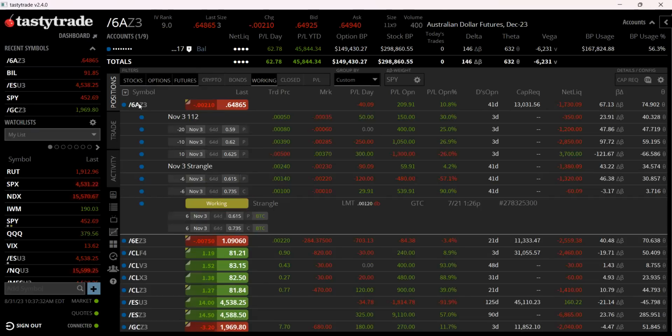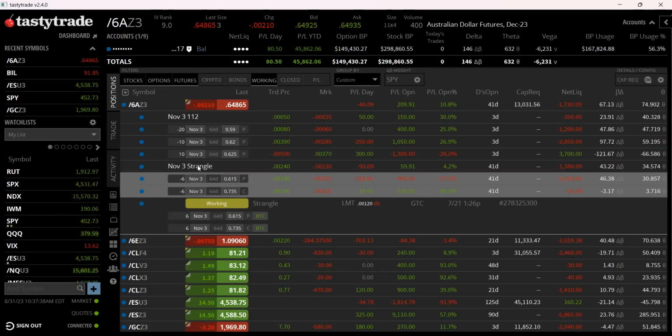All right, 6A. This is the Australian dollar futures. We have two trades here. Number one, we have a strangle. This November 3rd strangle is up 4.2%. It's really gone nowhere, mainly because of the selling off of the Aussie dollar future. So 41 days in trade, only up 4%, but it can turn around quickly.